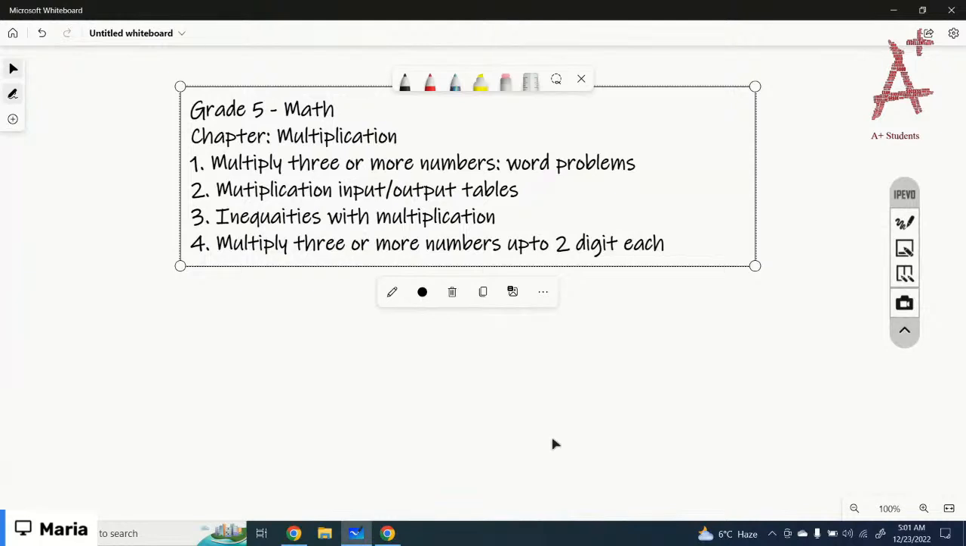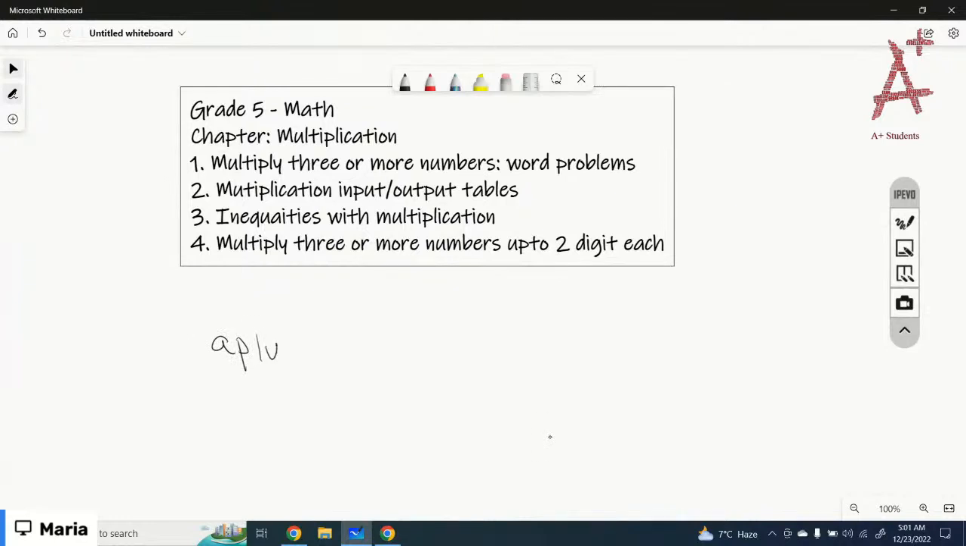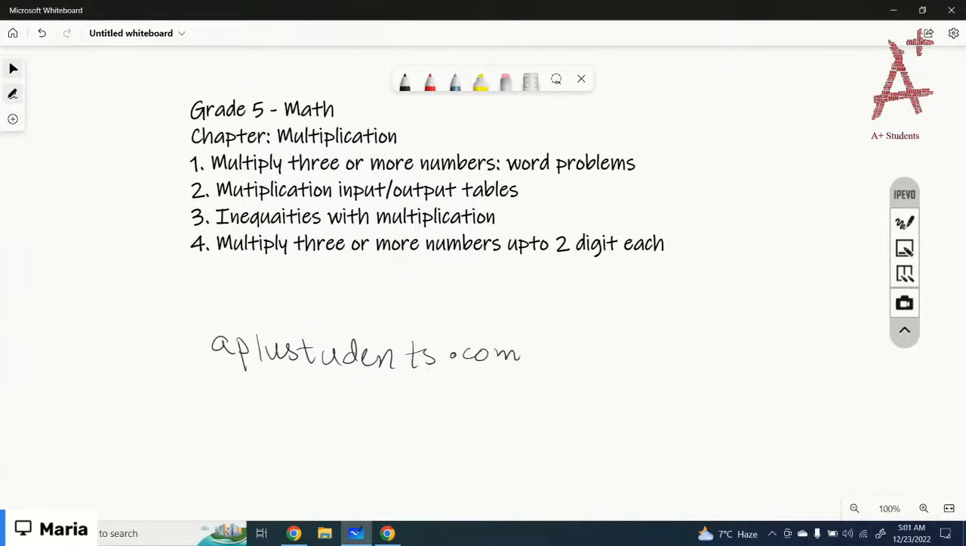So we're going to start with grade 5 maths. You can find all the lessons on aplusstudents.com. You have to log in there using your email address, and the password is provided by the administrator. Then you have to select math from the subject tab, scroll down to grade 5 maths, and click on view all lessons. There you can find a list of the chapters.